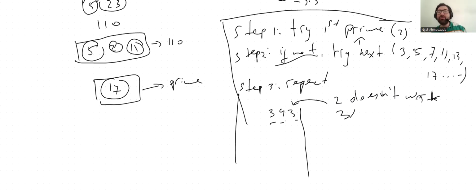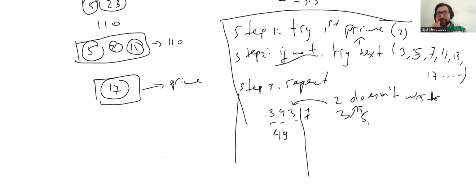Then we try 5, not 4, because we are only trying prime numbers. 5 also doesn't work. Then we try 7, and we see that 7 does work. You can do the calculation by yourself. When you divide it by 7, you will get 49.